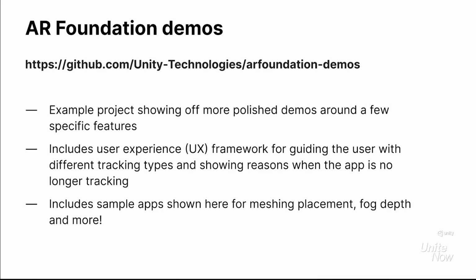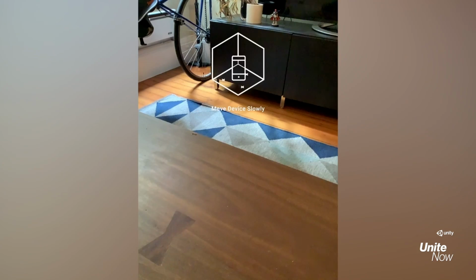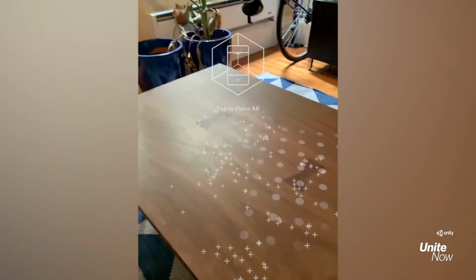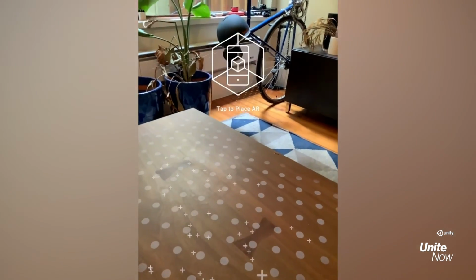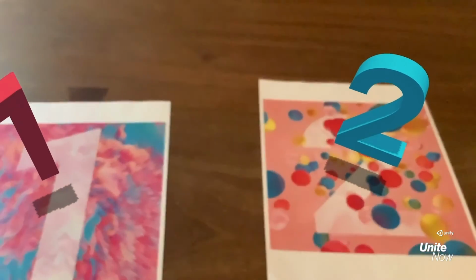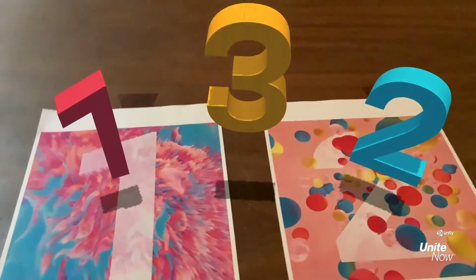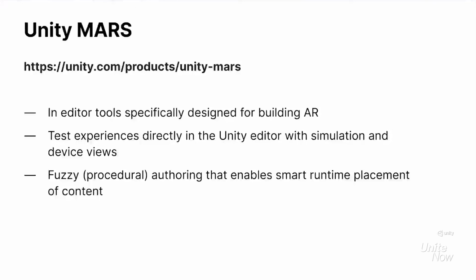This demos repository contains many of the demos that you saw here, including the meshing placement example, as well as the fog demo. Documentation is included in the README, as well as some of the projects being hosted on the Unity Asset Store. And last but not least is Unity MARS.